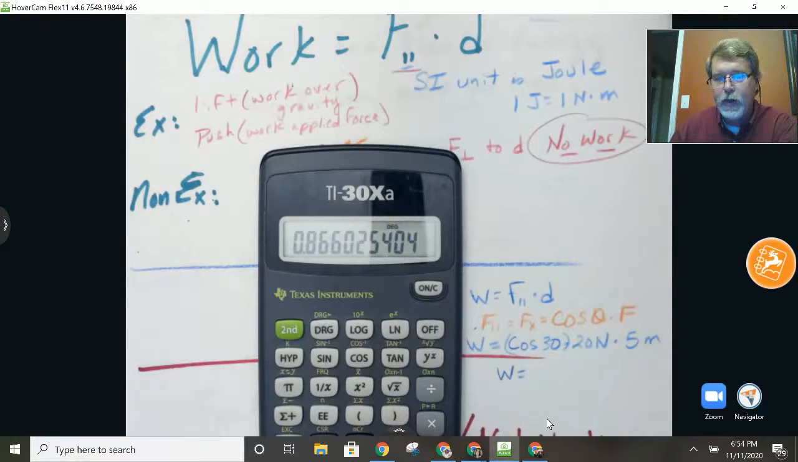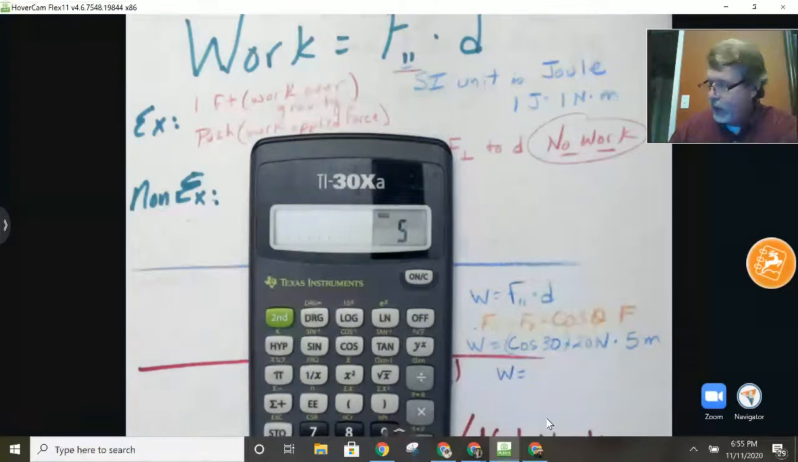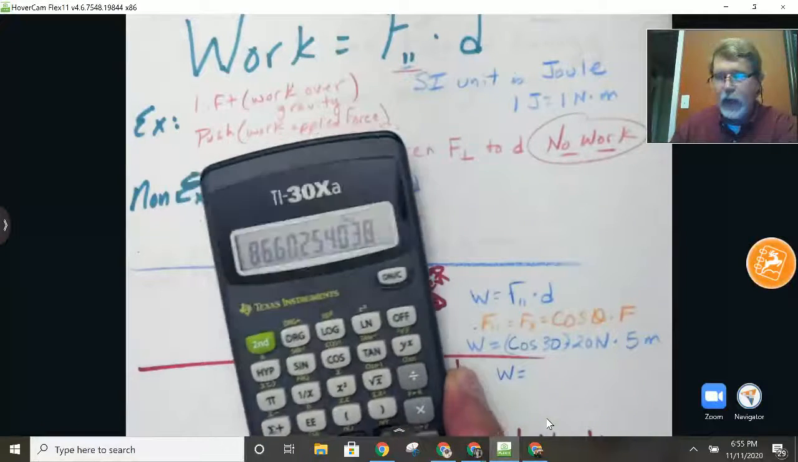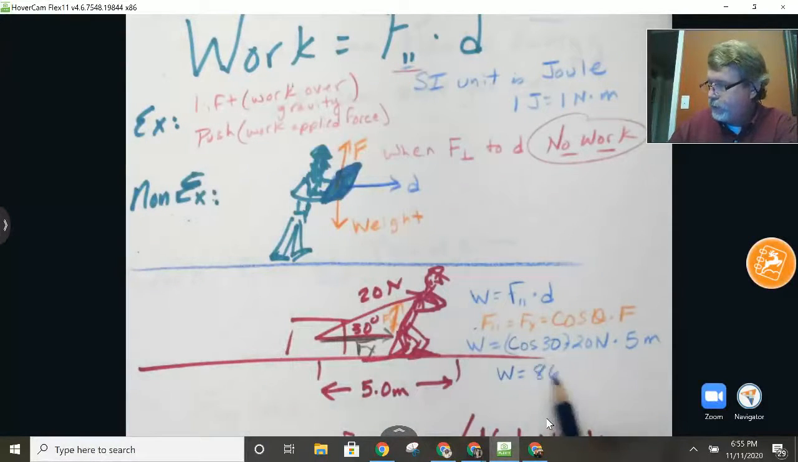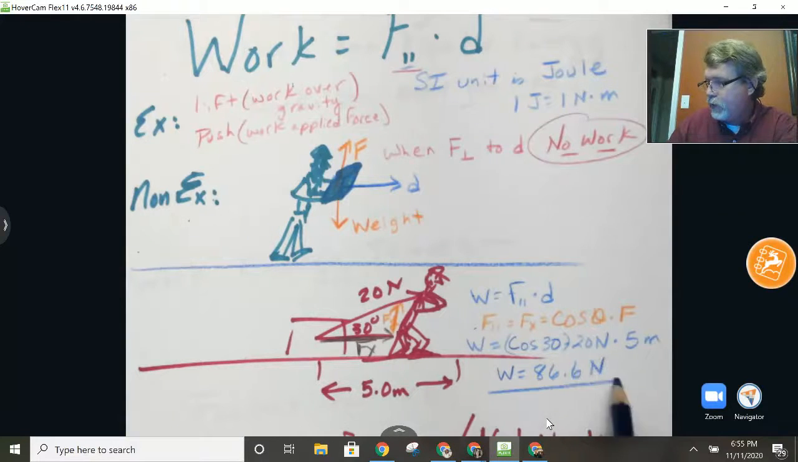So the work done on this box, we'll just take our calculator here, and we of course go 30 cosine times 20 times 5 equals, and we get 86.6 newtons. All right, so that's the work done on that box. Excuse me, not 86.6 newtons, but 86.6 joules.